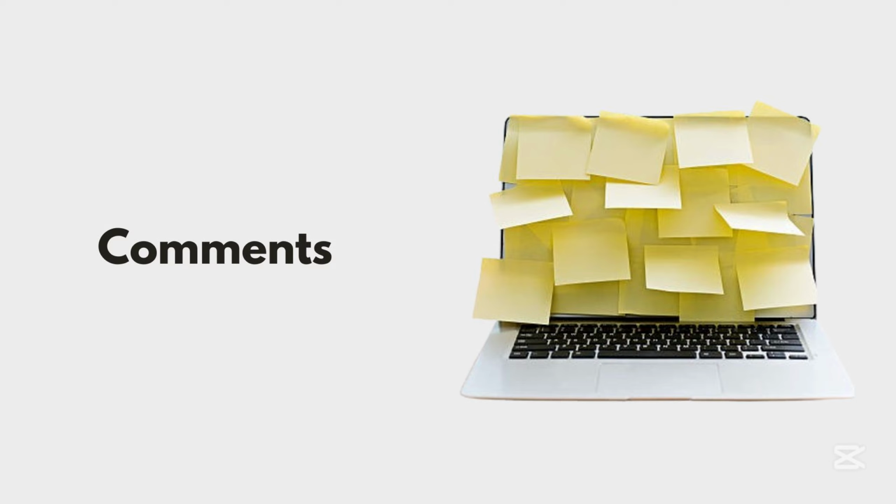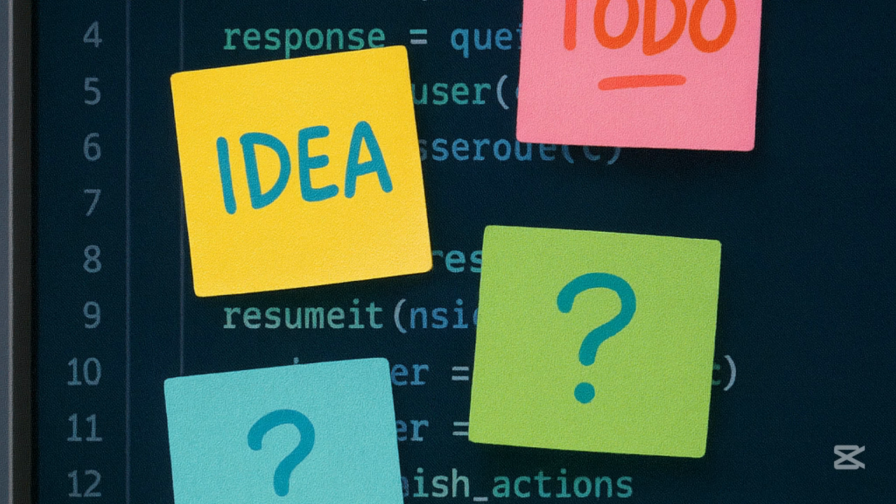Today, we're talking about something that might seem small but is super important. Comments in your code. Think of comments as the sticky notes of programming. They help you and others understand what your code is doing. Let's dive in. Comments are like little notes you leave in your code to explain what's going on. They're not executed by the computer, they're just there for humans to read. Whether you're explaining a tricky part of your code or leaving a reminder for yourself, comments are your best friend.